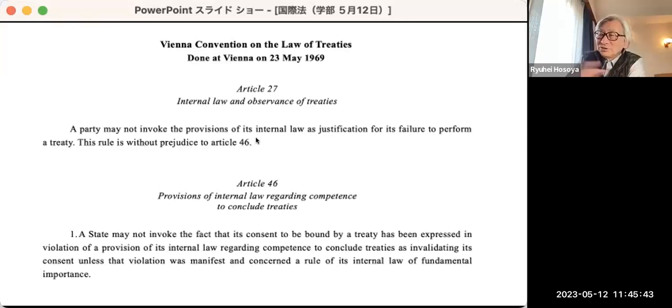So in a way, it's not surprising that the Vienna Convention on the Law of Treaties basically says that when there is a dispute between international and domestic law, international law takes precedence. That's what it says basically. Because this is a treaty, it's not surprising that it says that.